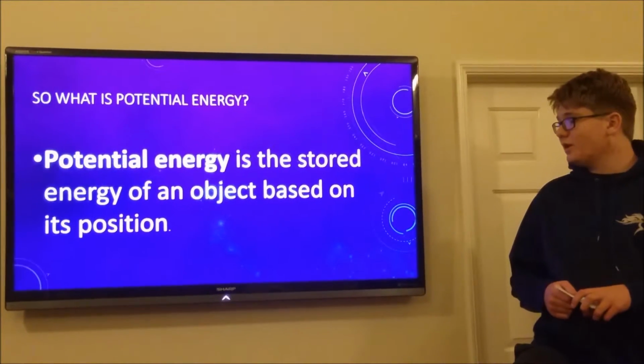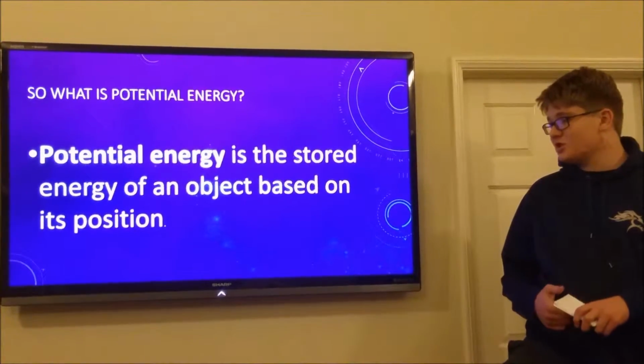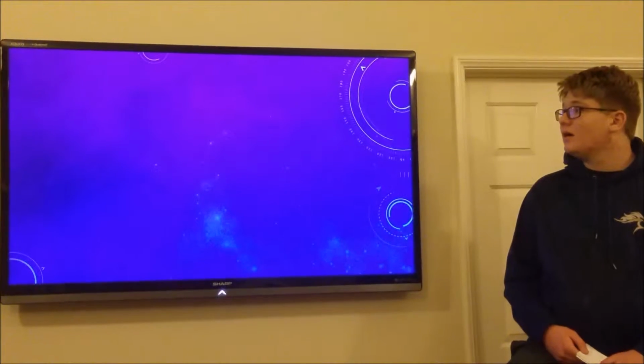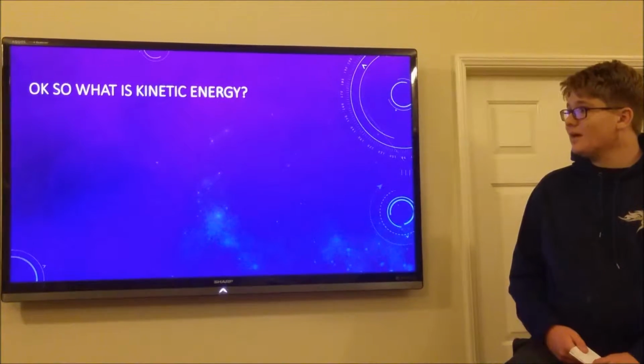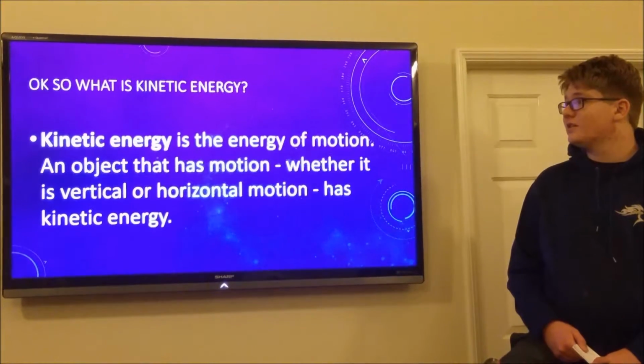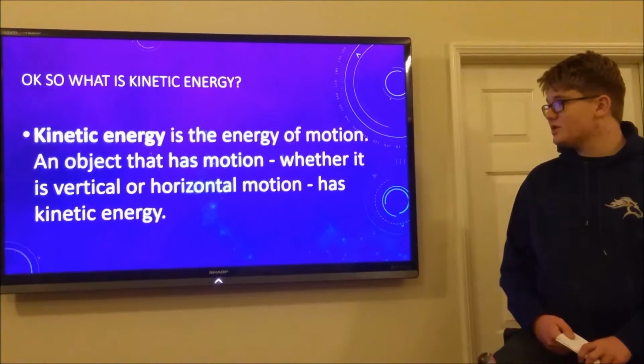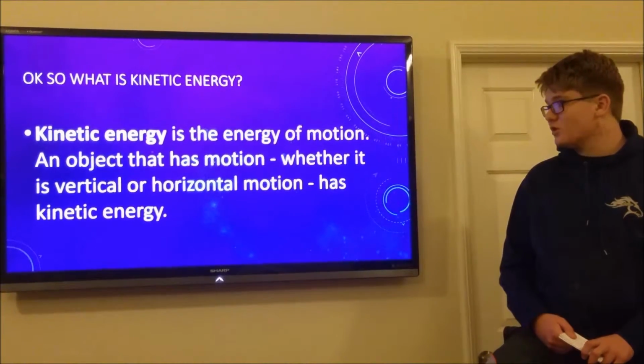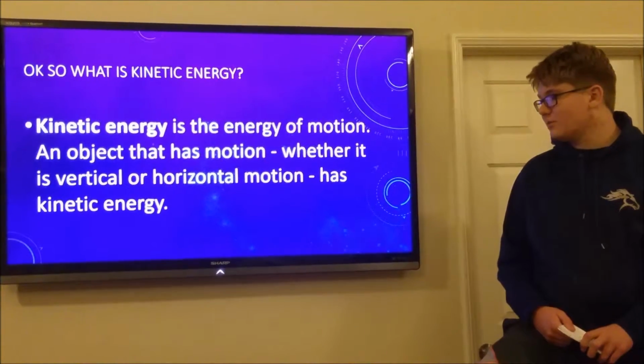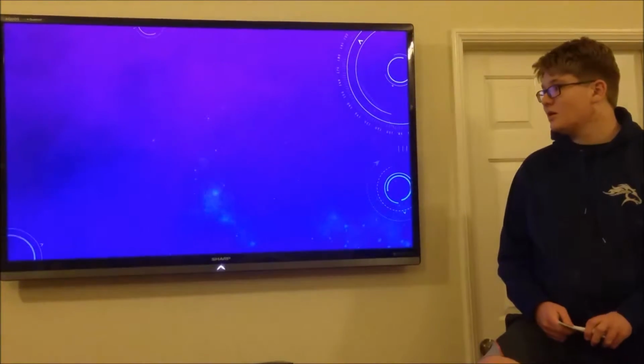Potential energy is the stored energy of an object based on its position. Okay, so what is kinetic energy? Kinetic energy is the energy of motion. An object that has motion, whether it is vertical or horizontal motion, has kinetic energy.